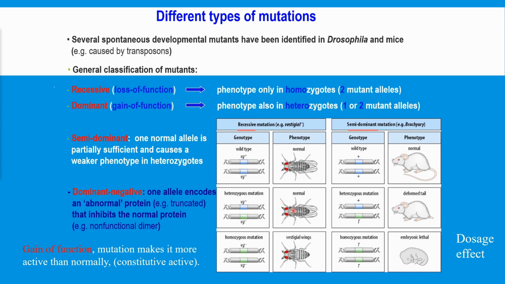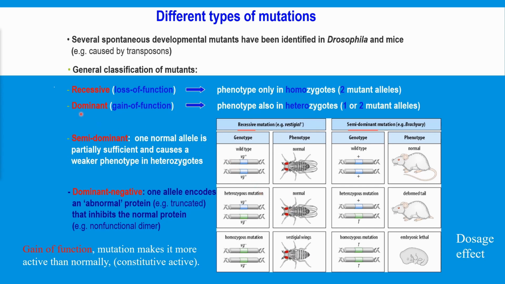But if we were to cross these heterozygous flies, 1/4 of the animals would be homozygous for vestigial, getting a vestigial chromosome from the mother and a vestigial chromosome from the father. So we get a homozygous vestigial mutation, and this fly shows the phenotype of very small wings. So that's recessive loss of function.